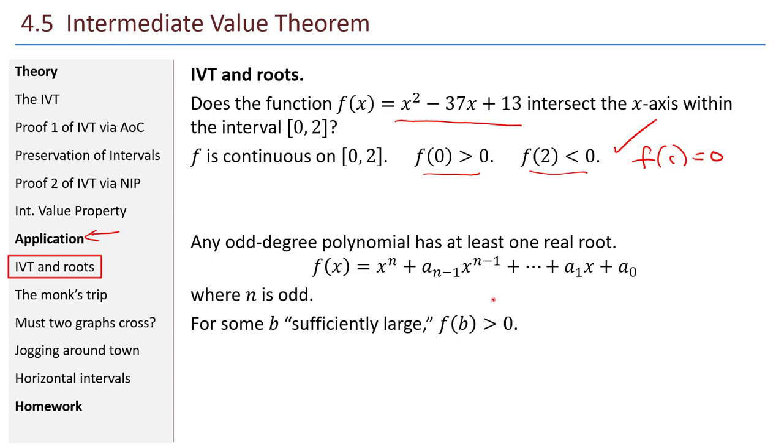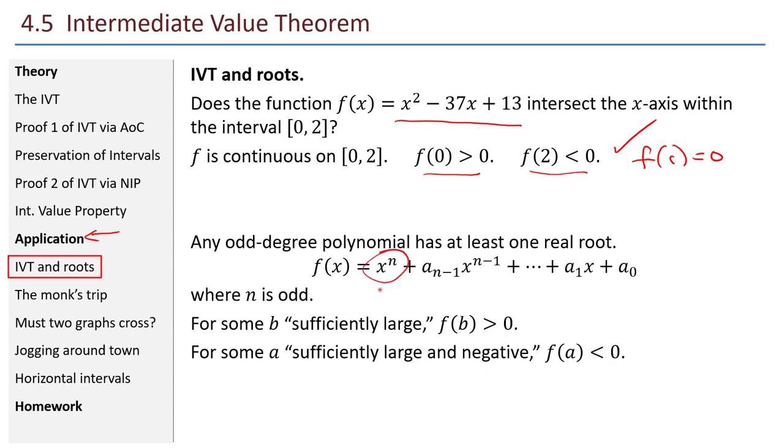Not getting into too many details here, for some b sufficiently large, it has to be the case that f of b is greater than 0. For some a sufficiently large and negative, f of a will be less than 0, and this has to do with the properties that the largest power is going to overpower everything else eventually, and that power evaluated at a positive number is positive, this power evaluated at a negative number is negative, and so consequently there's some c in the interval from a to b such that f of c equals 0. There has to be a root.